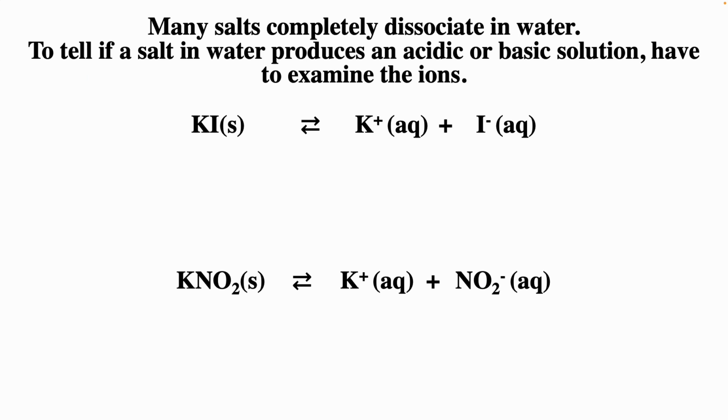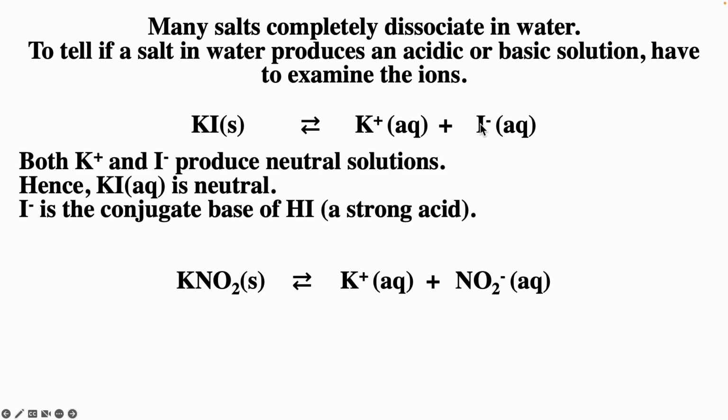So for instance, here we have potassium iodide. Is a potassium iodide solution acidic, basic, or neutral? And so potassium ions are alkali metal ions, and so that would be neutral. And iodide is the conjugate base of a strong acid, and so that would be neutral. And so both potassium ions and iodide ions are neutral, and so potassium iodide solution would be neutral.